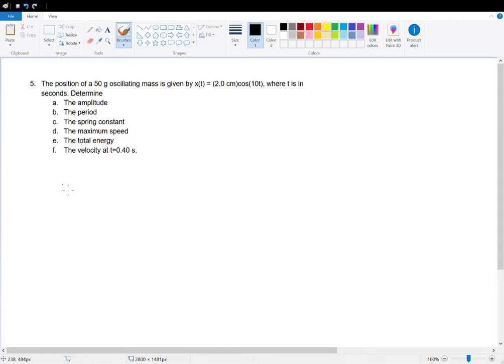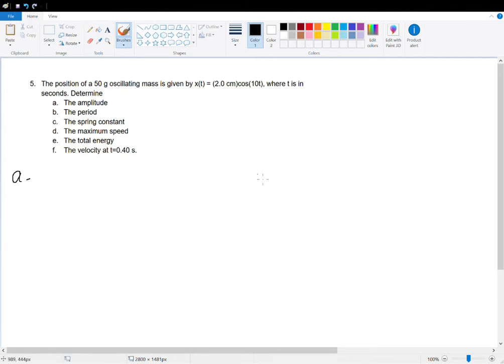So here we have the position of a 50-gram oscillating mass that is given by x of t is equal to 2 centimeters times the cosine of 10t, where t is in seconds. And then they ask us to find all of this stuff. Well, it's a lot of stuff, but it's not too bad once you get the hang of it and once you get in the thick of it, so let's just get right onto it.